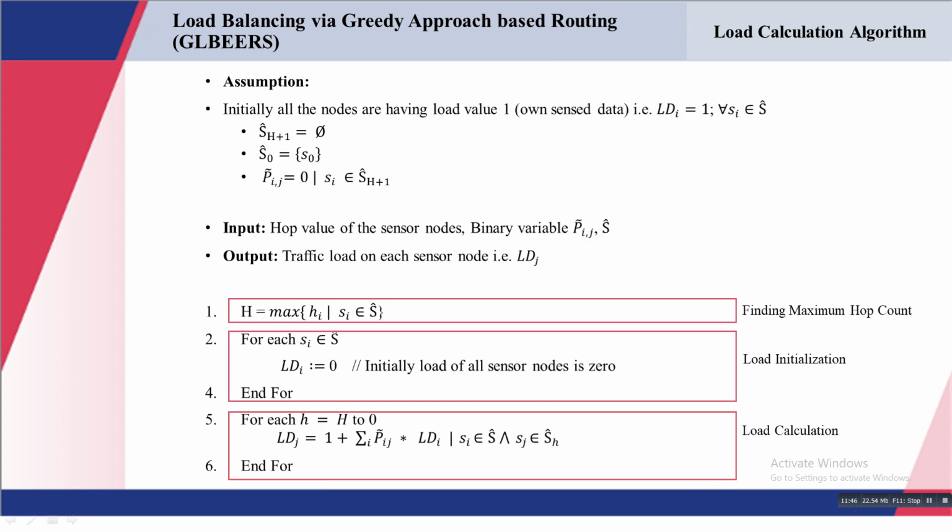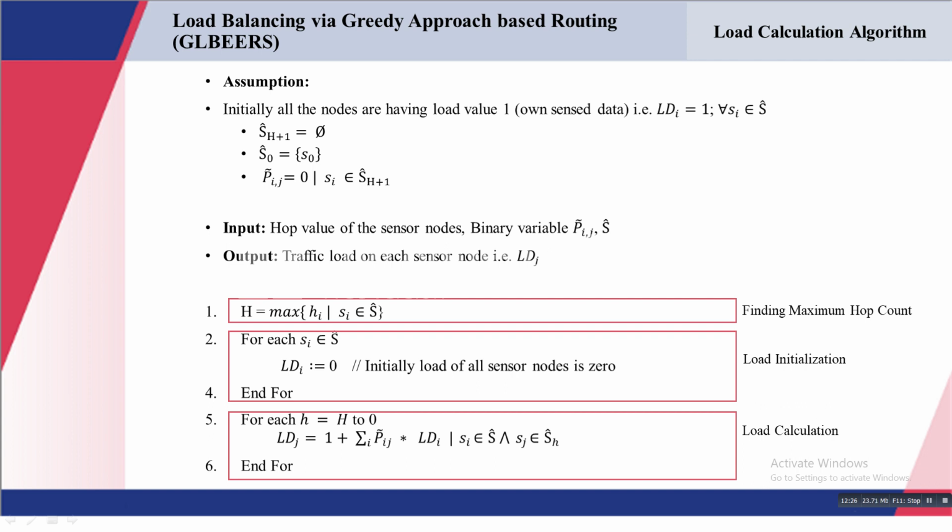And once all the nodes select their parent node, the final load calculation algorithm will work, and in this we will see how the load value is calculated for all the nodes. The initial assumption we have taken is that there is no sensor node at hop count h plus 1, that is, maximum hop count plus 1, in this particular set, so it is 5.